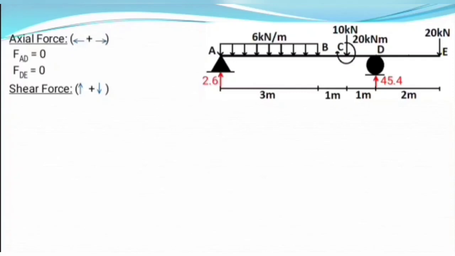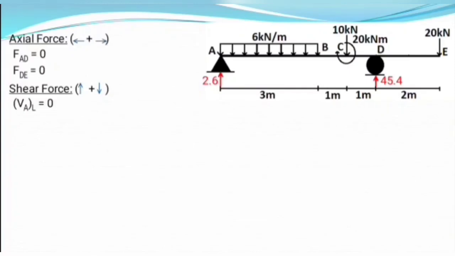So let's get started. One more thing, if you are calculating shear force at a point where a point force is present, then we need to calculate shear force at just left of that point and just right of that point also, because at just left and just right of that point shear force varies. So let's begin with point A. Here a point force of 2.6 kilonewton is present at point A.